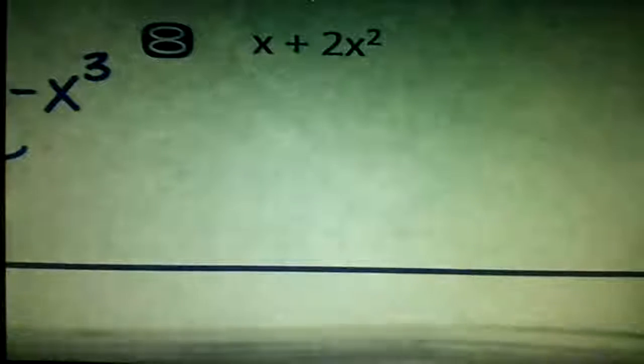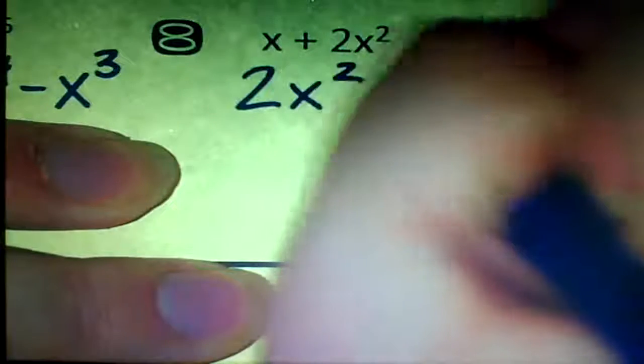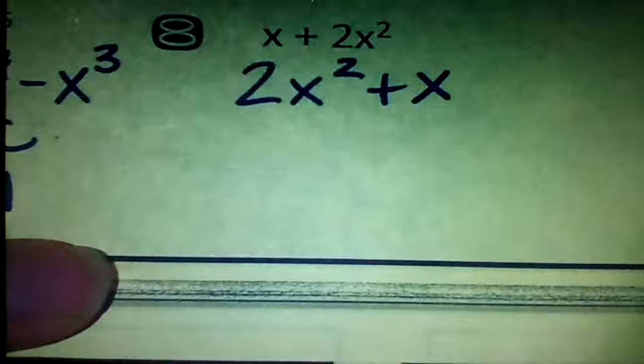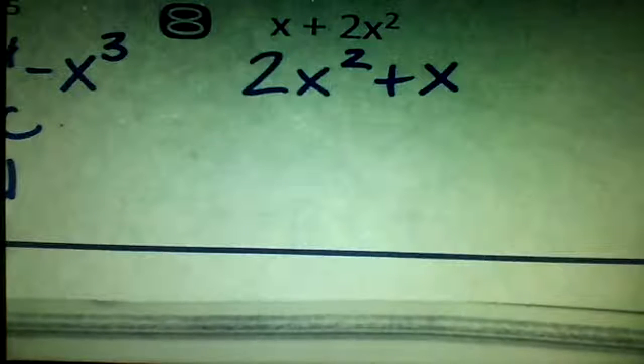Okay, this one. Does this one need to be rewritten? Yes. This one should be 2x squared plus x. It's a quadratic, and a binomial.